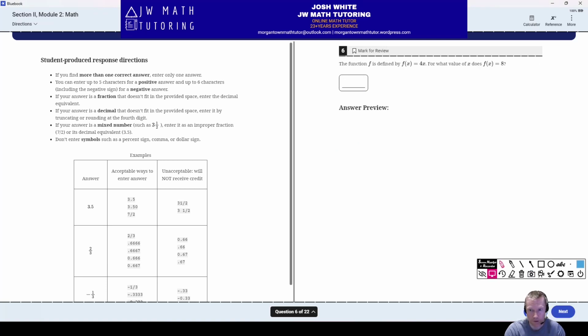Next up, number 6. Here you have a function and they want to know what the x value is when the y value is equal to 8. So in other words, when 8 is equal to 4x, what is the value of x? Well, you can probably just look at it and realize the correct answer is going to be 2 for this one.